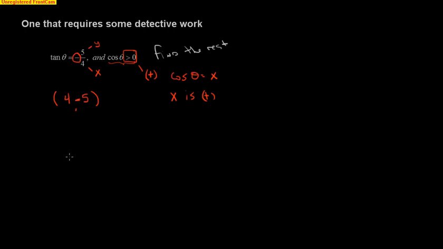All right, so we did some detective work there. So that means we now know that that's 4, -5. And so now what we can do is just like the other problem. What do we got to find? We got to find r.